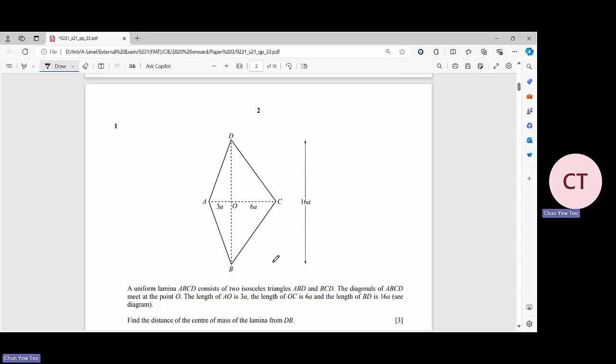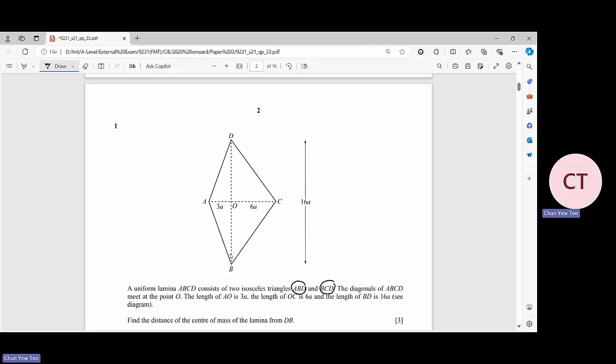A uniform lamina ABCD consists of two isosceles triangles, ABD and BCD. So this is an isosceles triangle, and here's another one. You have two isosceles triangles combined together. The diagonals of ABCD meet at the point O.